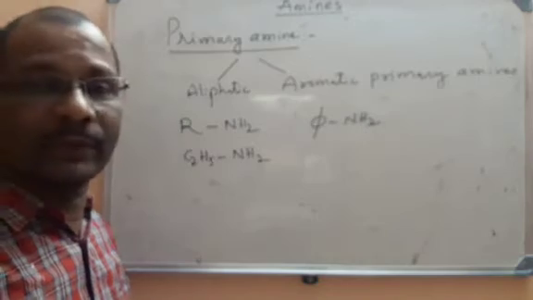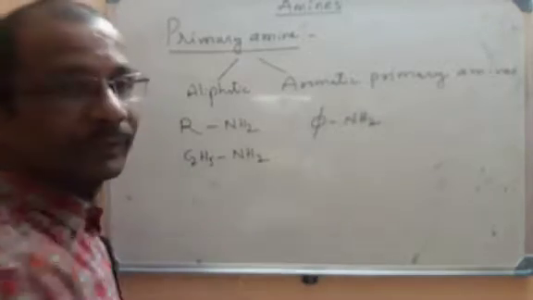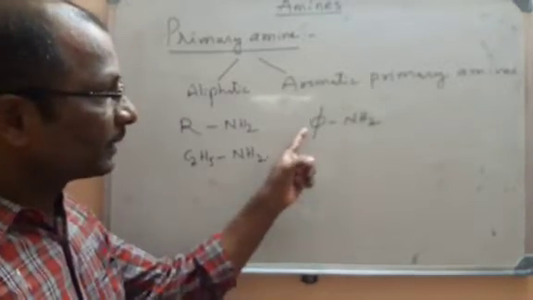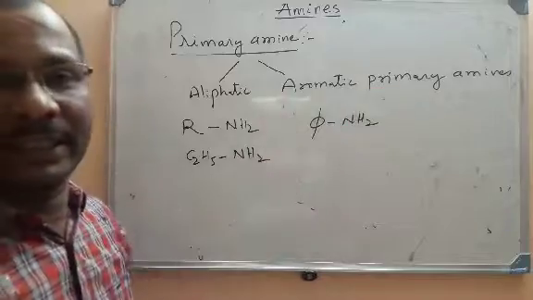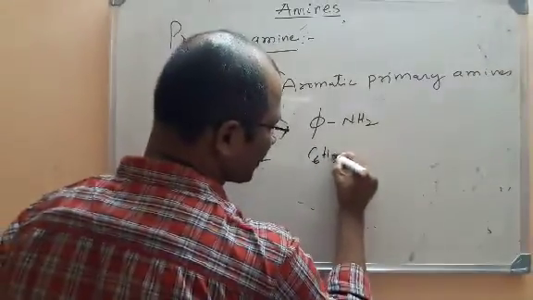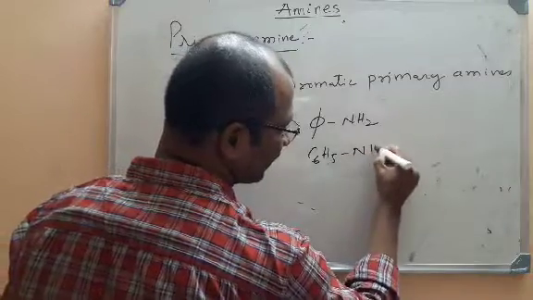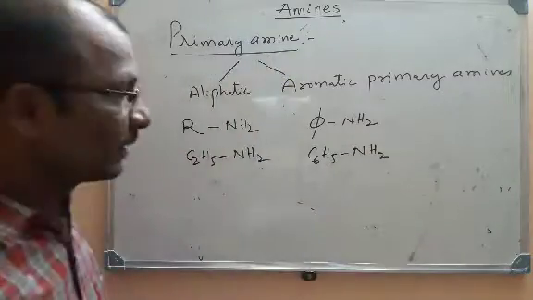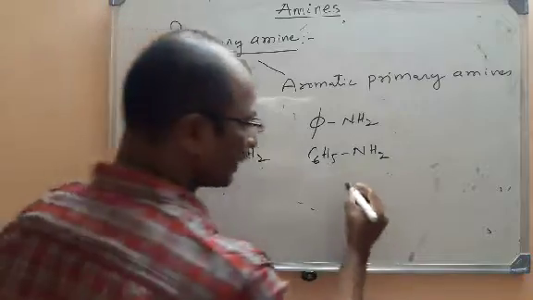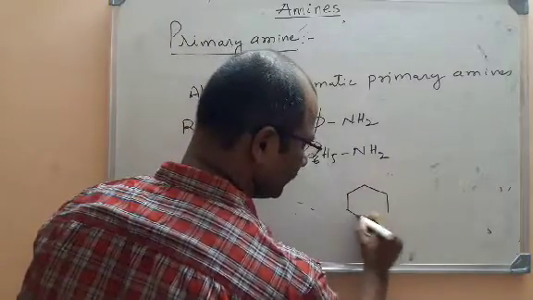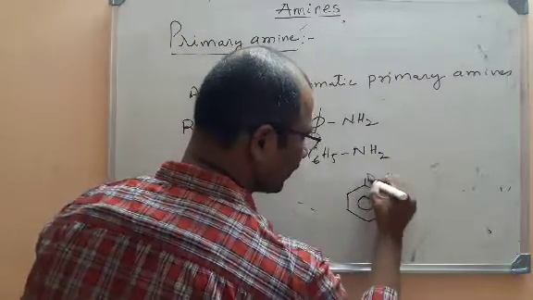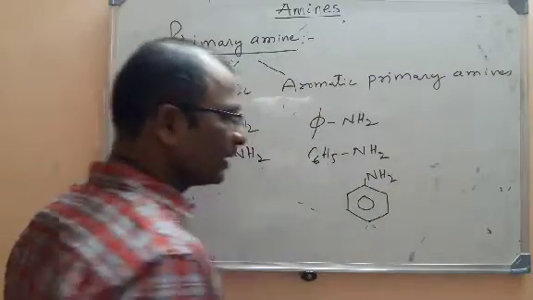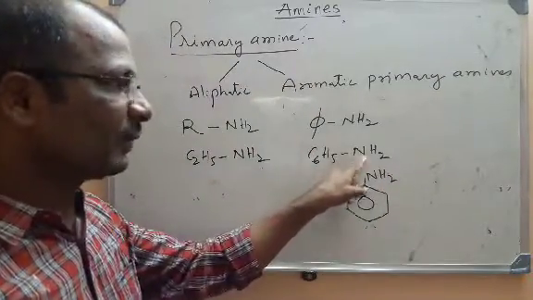Even you can use the symbol ArNH2, with Ar nothing but an aryl group. This is an aromatic primary amine. I will write an example, C6H5, the phenyl ring, NH2. This is the aromatic part. I will write it in the ring form here. This is benzene. If we have NH2, that is called C6H5NH2.